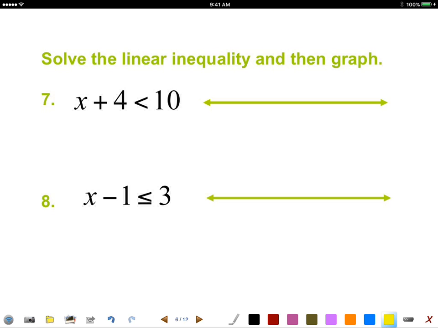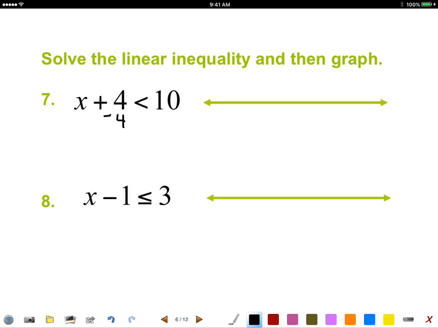Okay, number 7, we're going to start solving inequalities. And the steps are very similar to what you did last night on the homework for solving equations. So quickly jot that one down, and let's get going here. We have x plus 4 is less than 10. So we want to undo the plus 4 by subtracting 4.